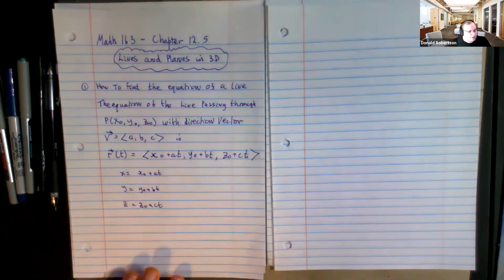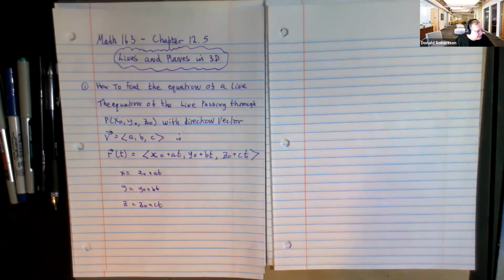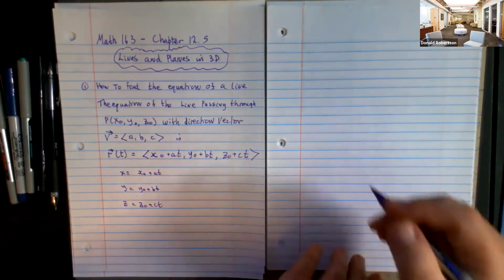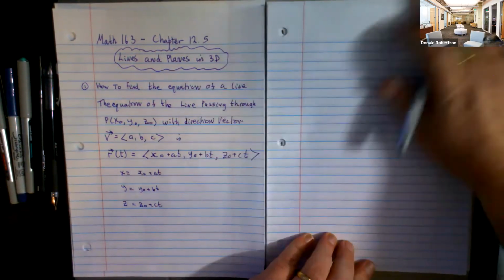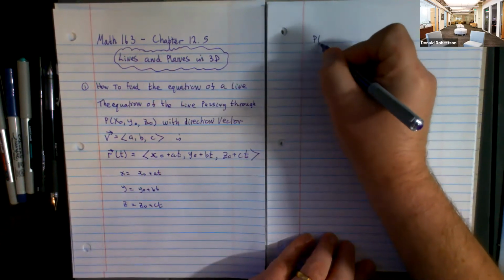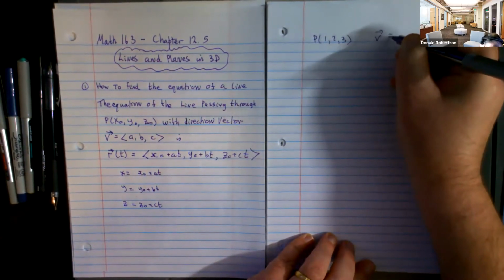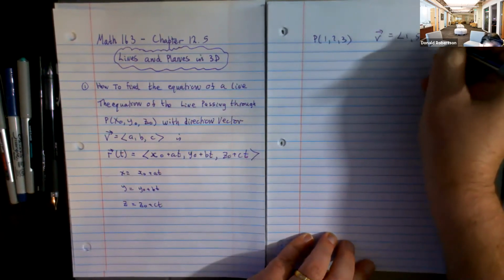Okay, that's kind of where we were last time. So we're going to look at different ways in which you could be asked to find the equation of a line. And by that, I mean different information that they're going to give you. So they could give you, it passes through the point 1, 2, 3, and its direction vector is 1, 5, negative 1.